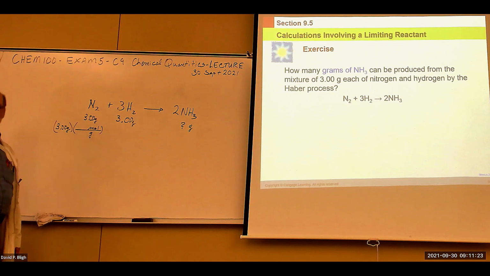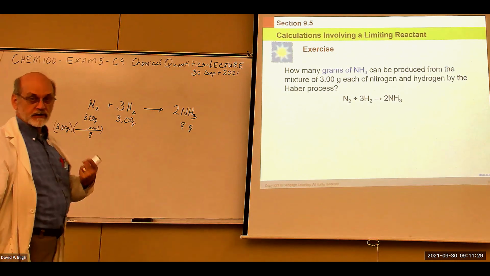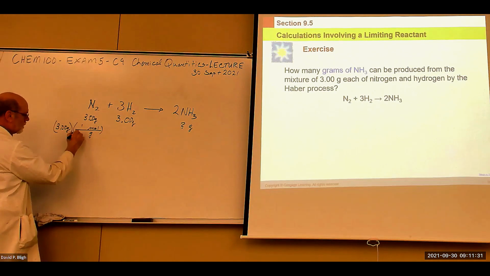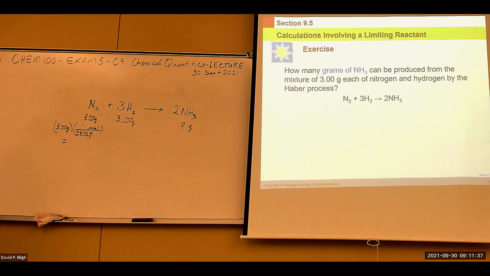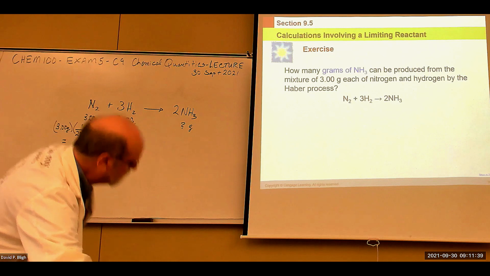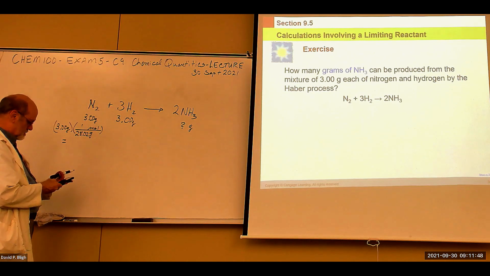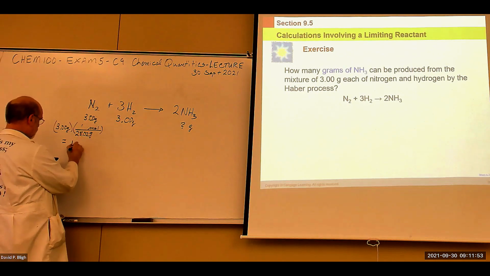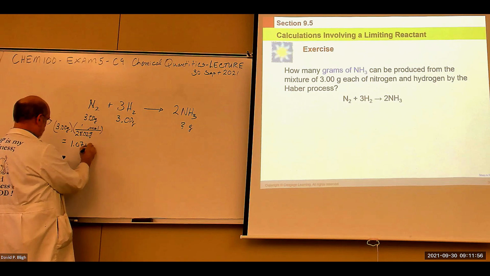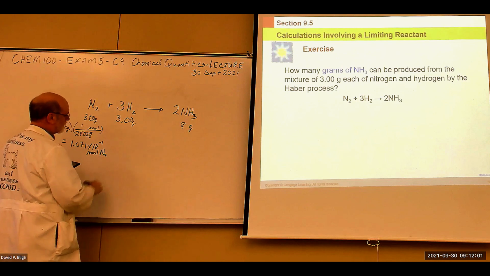What's the molar mass of N2? Well, 1 nitrogen is 14.01 grams per mole. So 2 of them are 28.02. Right? So that gives us so many moles of nitrogen in the mixture. I get 1.071 times 10 to the minus 1 moles of N2. How about this one?